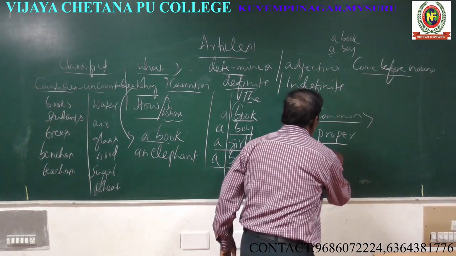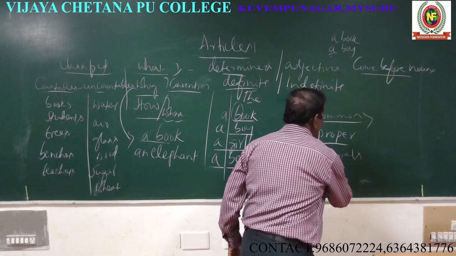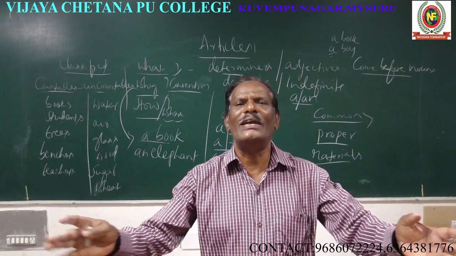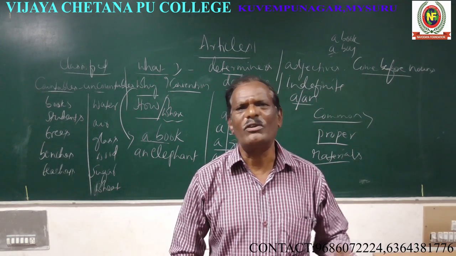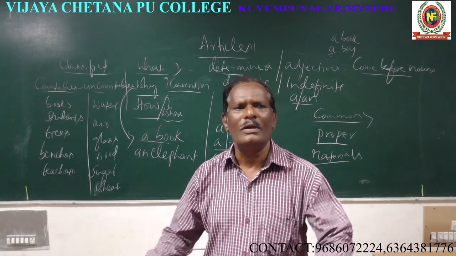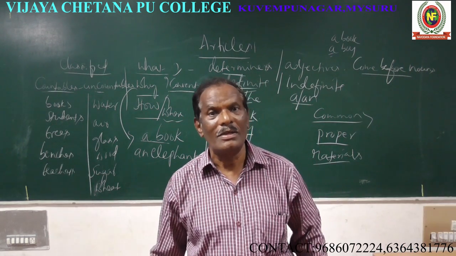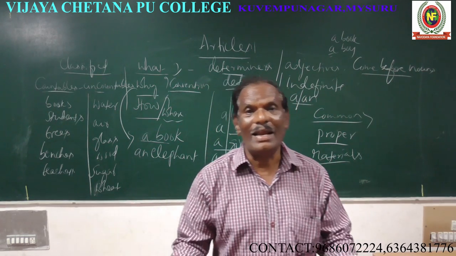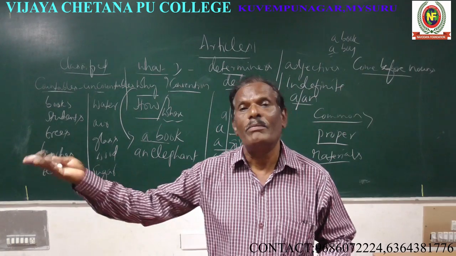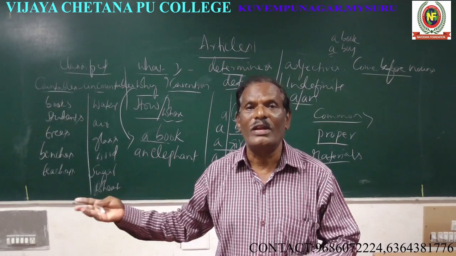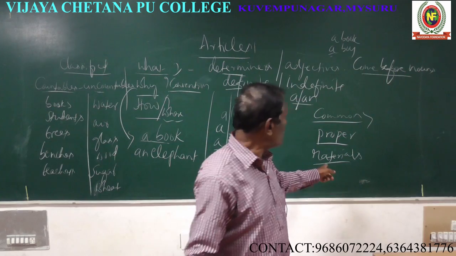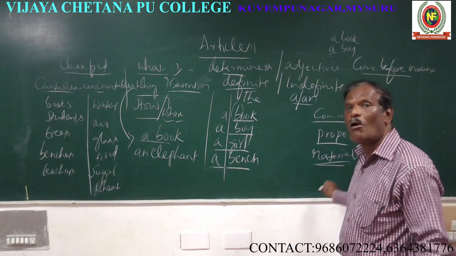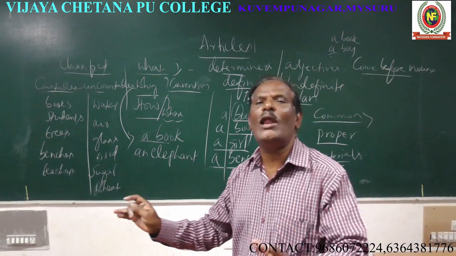Next, there is another noun, called material noun. Materials means things, substances out of which something is made. For example, iron. Out of iron, we make tables, chairs, furniture, all these things. Iron is a material. Similarly, wood is a material. Out of wood, you can make tables, chairs, furniture. Glass is a substance. So all such substances are called material nouns.